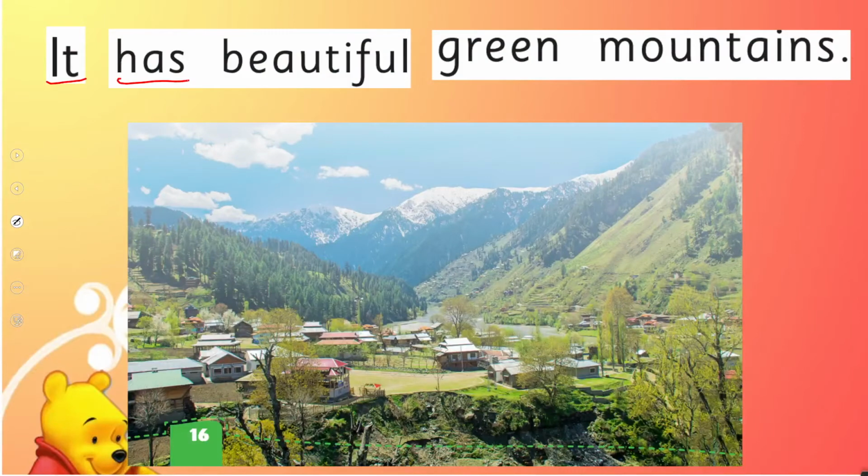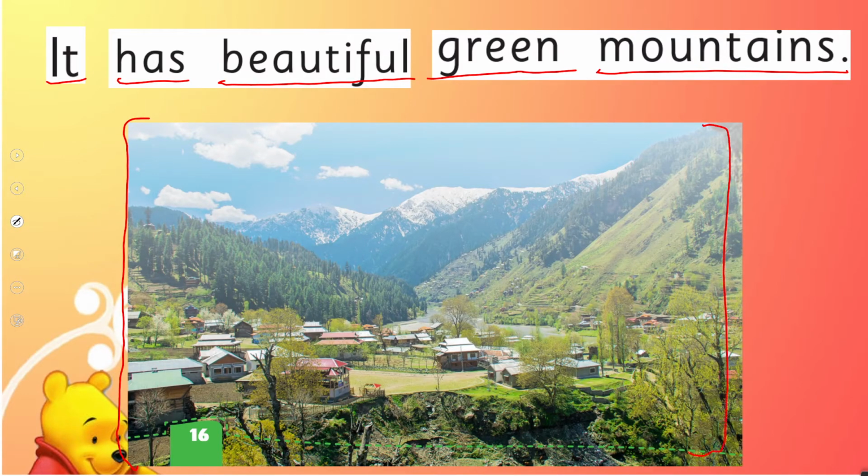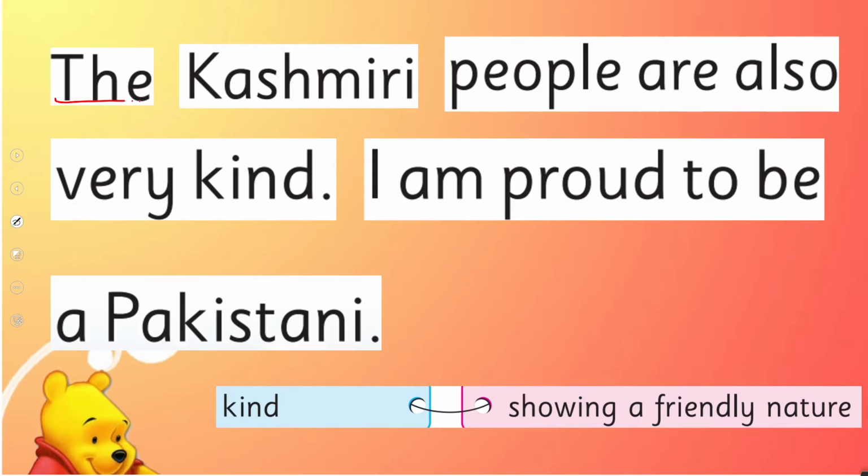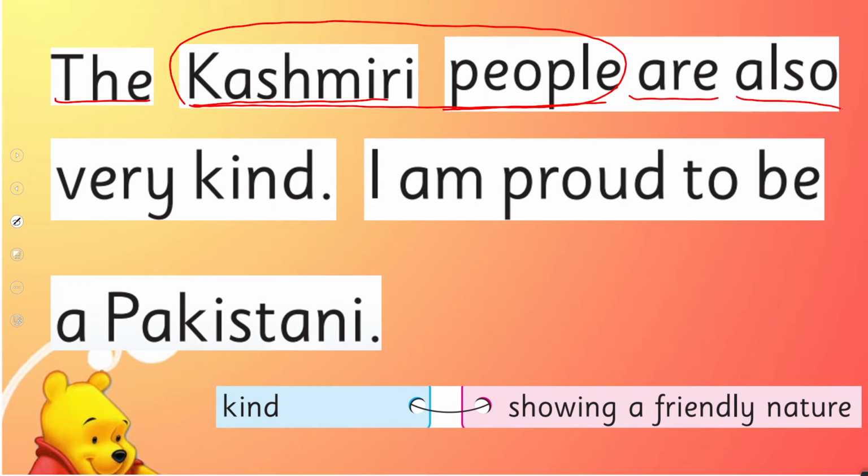It has beautiful green mountains. You can see, subhanallah, this is the beauty of our country. This beautiful picture is of our Kashmir, and we can see this beauty, the beautiful green mountains. The Kashmiri people, the people who live in Kashmir, are also very kind. And what does kind mean? Showing a friendly nature.